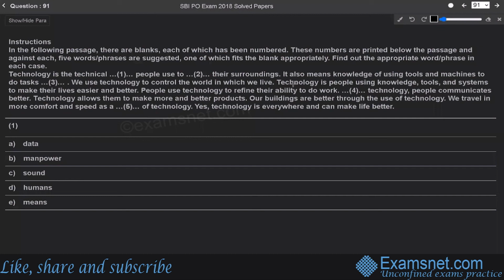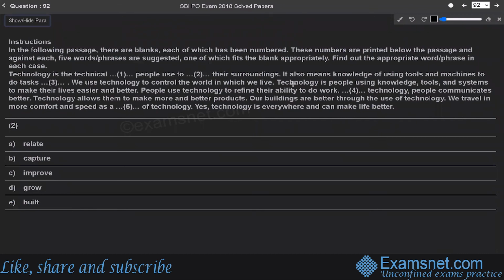Next question has the instruction: in the following passage, there are blanks, each of which has been numbered. These numbers are printed below the passage and against each, 5 words or phrases are suggested, one of which fits the blanks appropriately. Find out the appropriate word or phrase in each case. Here we can see that 5 blanks are given. So this part of the question consists of first blank. First part is: technology is the technical blank people use. So technology can be technical means that people use to. Therefore, we can say that means will suit this sentence. So the correct option will be option number E here.